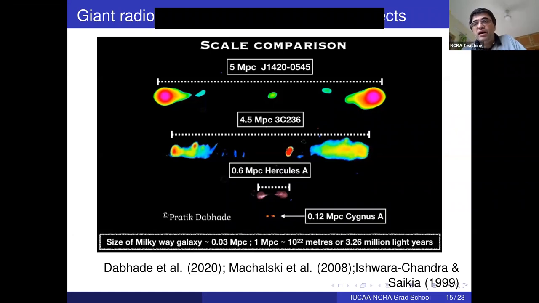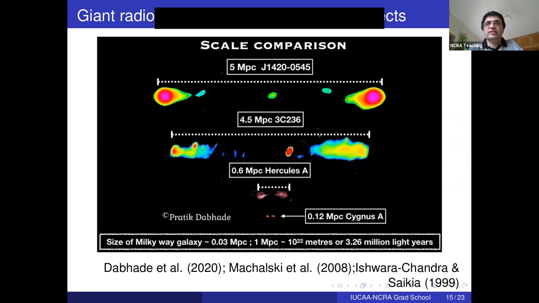But with VLBI, we are able to actually measure the movement of blobs in the jets, but only on very, very small scales. And the measurements there indicate that the plasma in jets, at least in the innermost parts, is moving at about 0.2 c, right? But it is very unlikely that it will continue to move at those high speeds even when it is far away. It will slow down, jets will slow down. So even if you take that as the maximum, then the minimum age for this 5 megaparsec object would work out to be 5 times that. 5 megaparsec is about 15 million light years. You multiply that by 5, it will be at least 75 million light years.